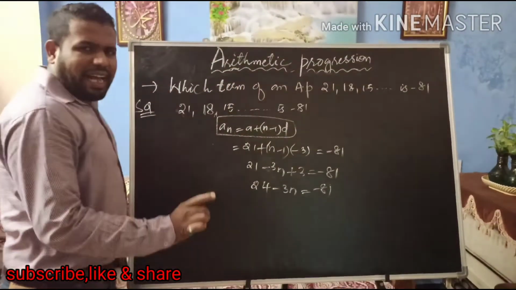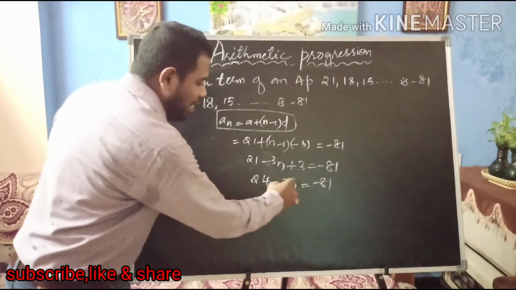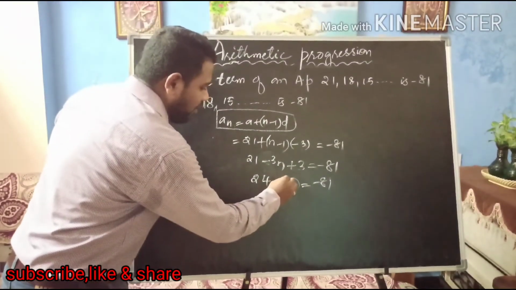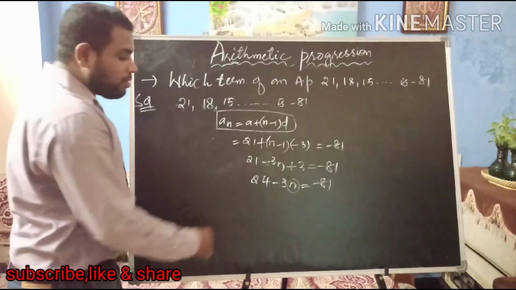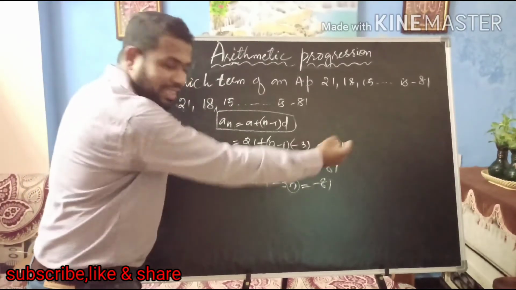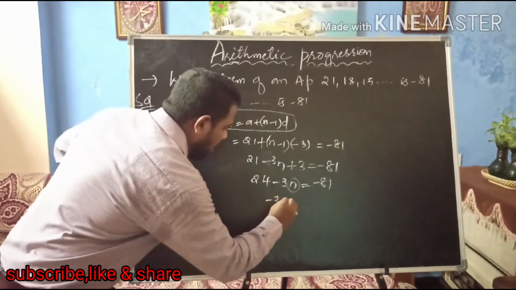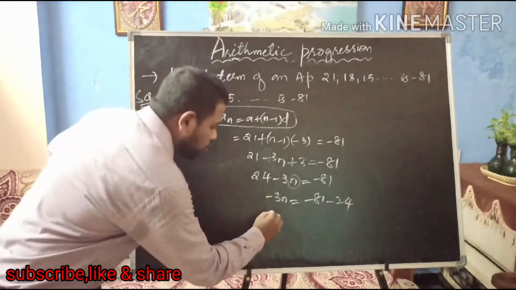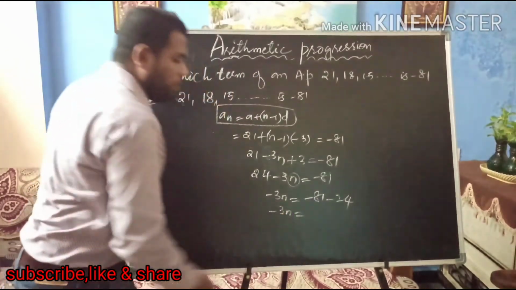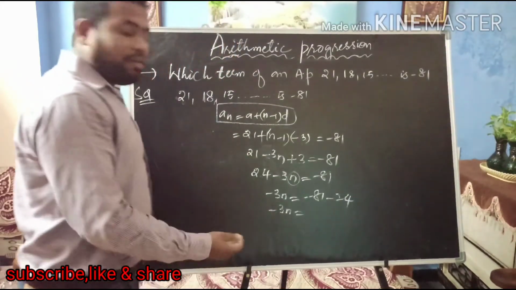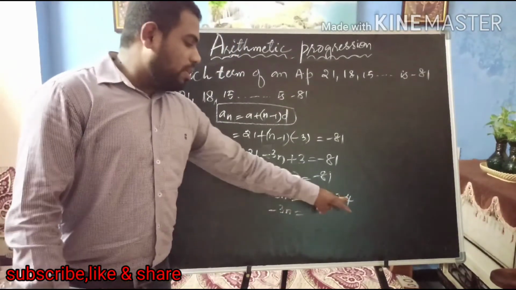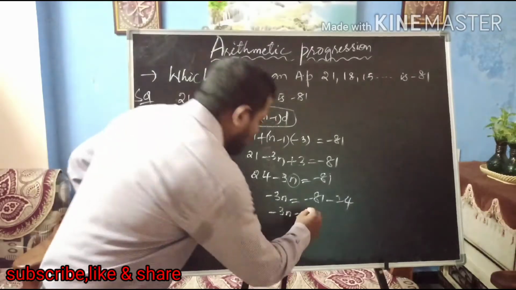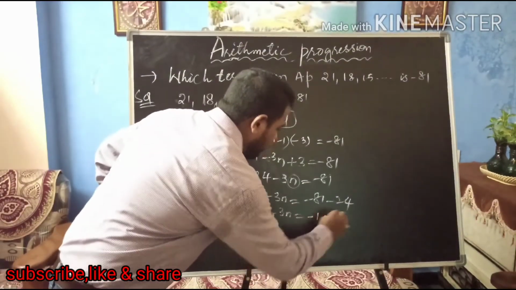Simple. So what is our task? Our task is to find the n value here. We have to find the value of n, right? So I'm just going to transpose this 24 to that side. So what remains here? Minus 3n equals minus 81 minus 24. So minus 3n equals, minus into minus becomes plus here. So 81 plus 24 is going to be, yes, it's going to be minus 105.